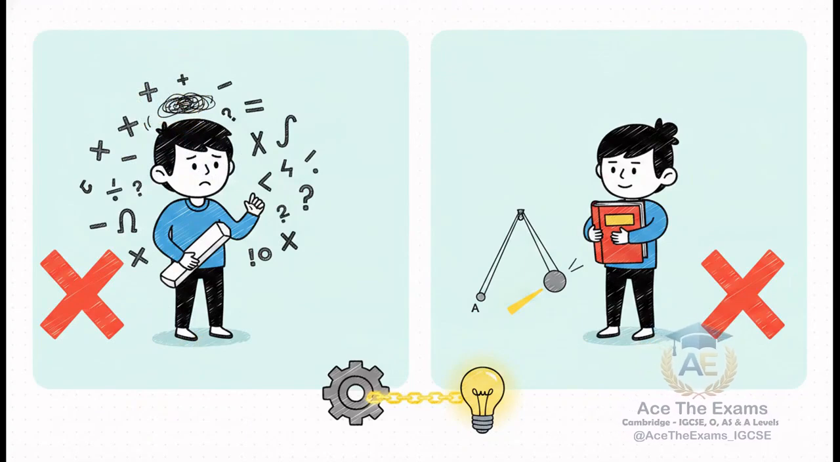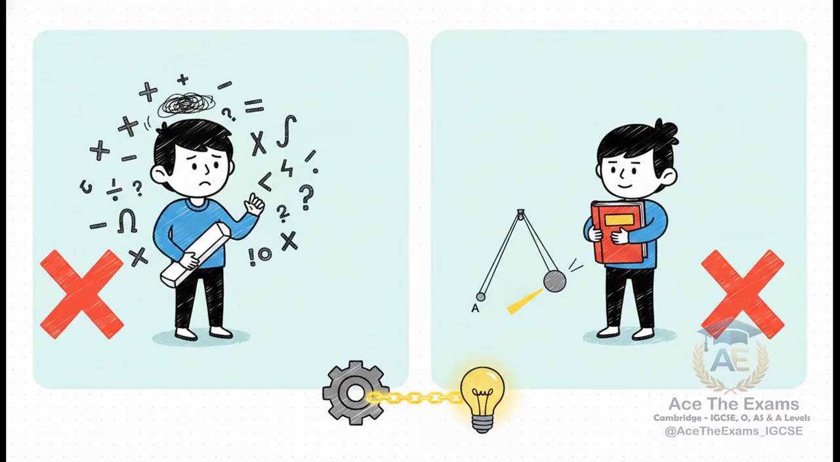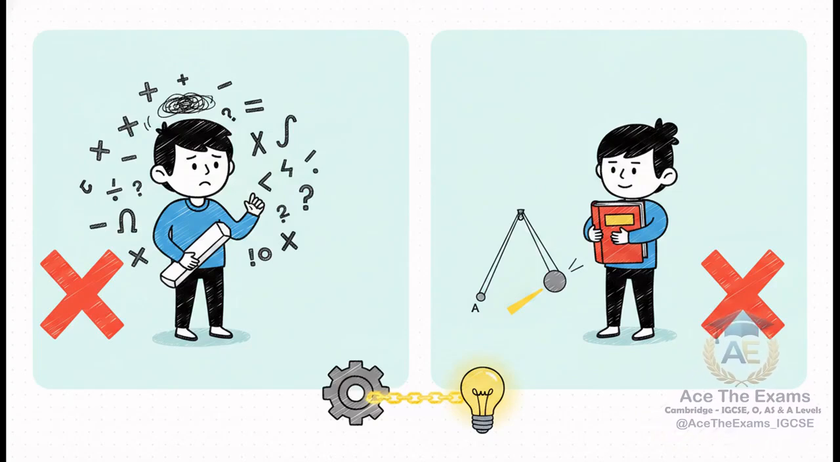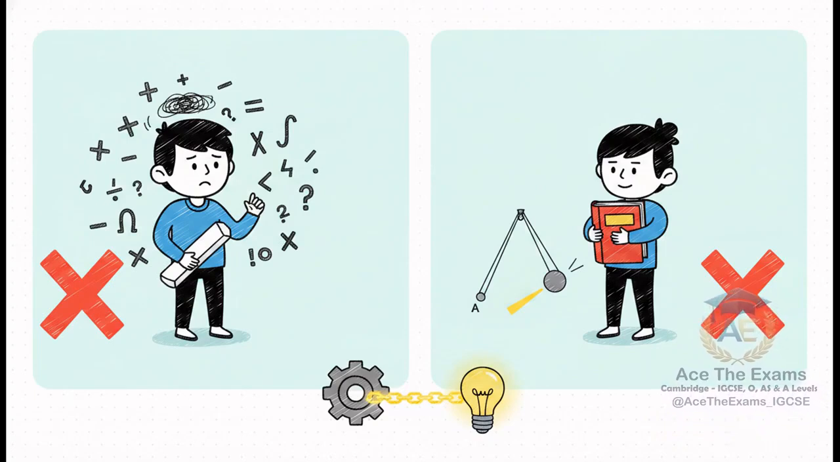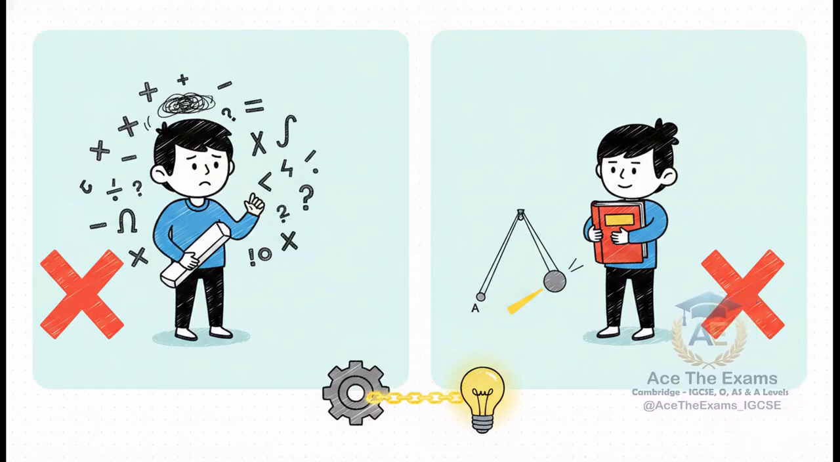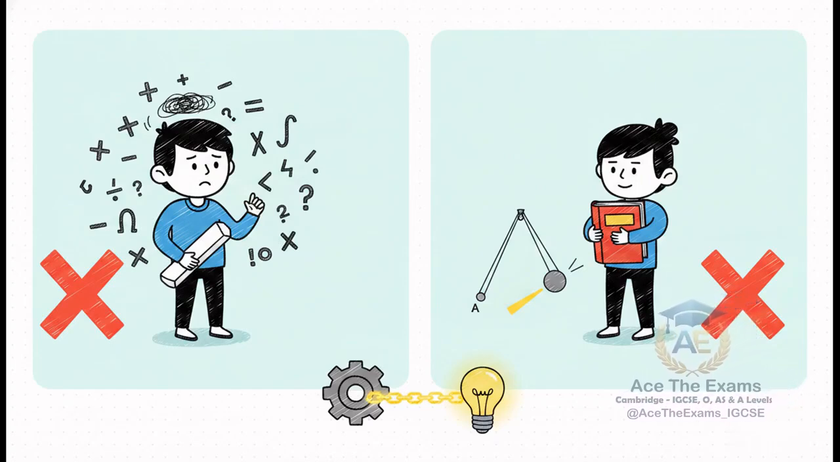Let's look at 2 hypothetical test takers who are dropping massive points. First up, we have Alex. Now, Alex is great at the math side of things. Alex writes down perfectly correct formulas for circular motion. But here's the critical error. Alex completely forgets to explain what those variables actually mean in the specific context of the question. Boom, 0 marks for explanation.